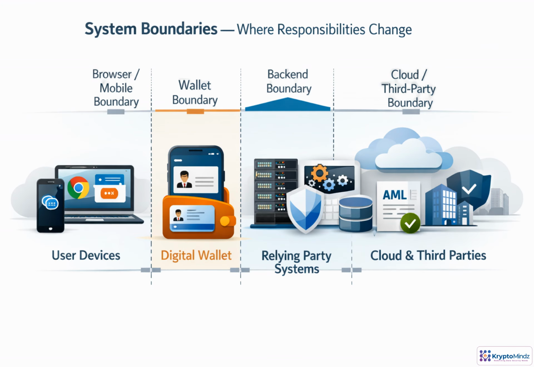Every boundary in this architecture changes who is accountable for what. At the browser or mobile boundary, you're dealing with user-controlled devices, so you design for untrusted endpoints and strong session protection. At the wallet boundary, credentials live outside your direct control, so you rely on standards and agreements. Your backend boundary is where you fully own security and operations. Beyond that, cloud and third parties require contracts, audits, and continuous assurance.